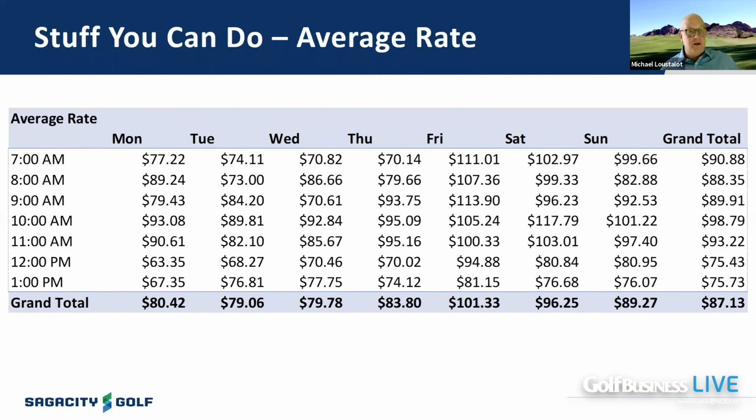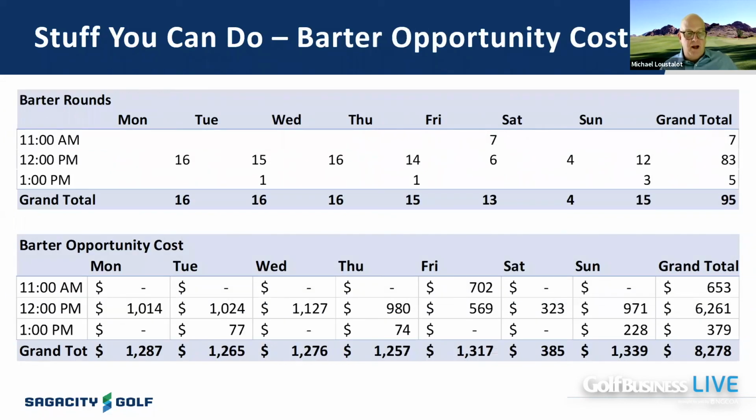Okay. The way you can calculate barter opportunity cost as home is real simple. Take that average rate per round, or if you want, you can take the RevPAR by day and by day part, either average rate or RevPAR by day or day part, and then find out when the barter rounds hit on your tee sheet, and then multiply it times, in this case, we multiplied it times the average rate, which comes up with a barter opportunity cost of $8,000 for the month.